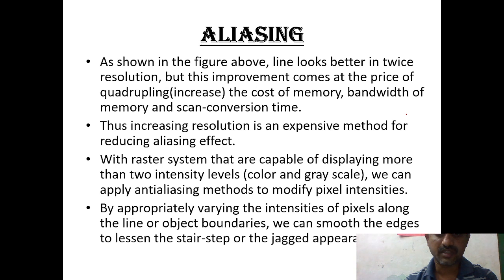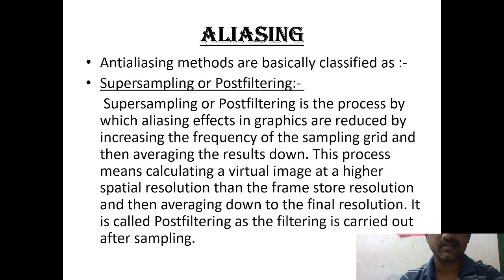We can apply anti-aliasing methods to modify pixel intensities. By appropriately varying the intensities of pixels along the line or object boundaries, we can smooth the edges to lessen the stair-step or jagged appearances. These apply to raster systems that are capable of displaying more than two intensity levels, color and grayscales, as we already discussed.